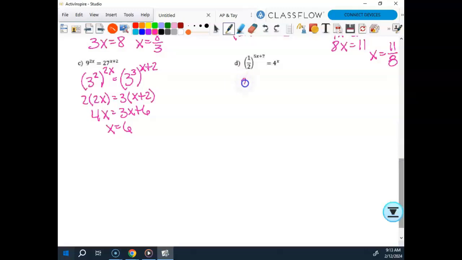So 1/2 becomes 2 to what power? -1. Good. And then that is to the 5x plus 7 power. And then 4 becomes 2 to the second power to the x power. And then you finish that up.